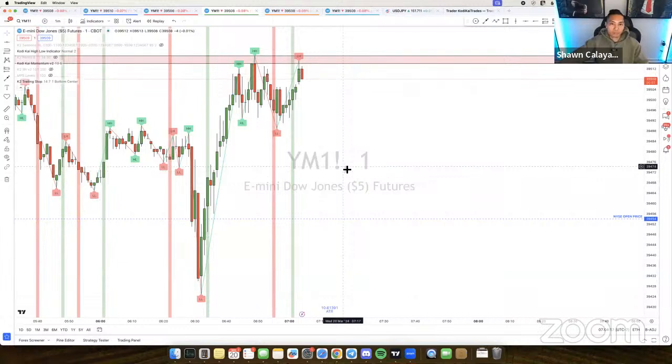So we have another double body here that's starting to set up. If this candle closes red, it's going to be a double body. This is actually a nice setup. This is one that I like, because we'll have a double top here. Double top with a double body rejection.